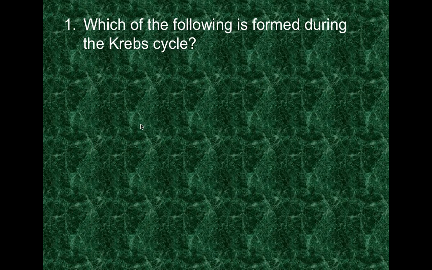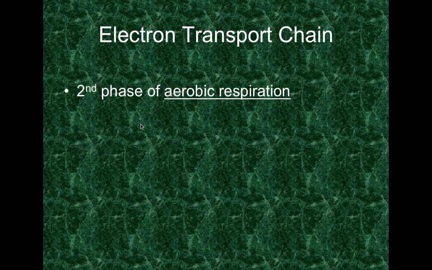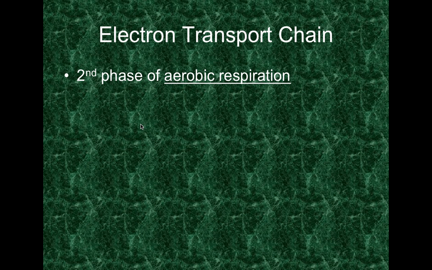So, question here. Which of the following is formed during the Krebs cycle? We actually form FADH2. We use the pyruvic acid. We do not form it. So that is the first part of aerobic cellular respiration. The second part is the electron transport chain. So this is the second phase of aerobic respiration.